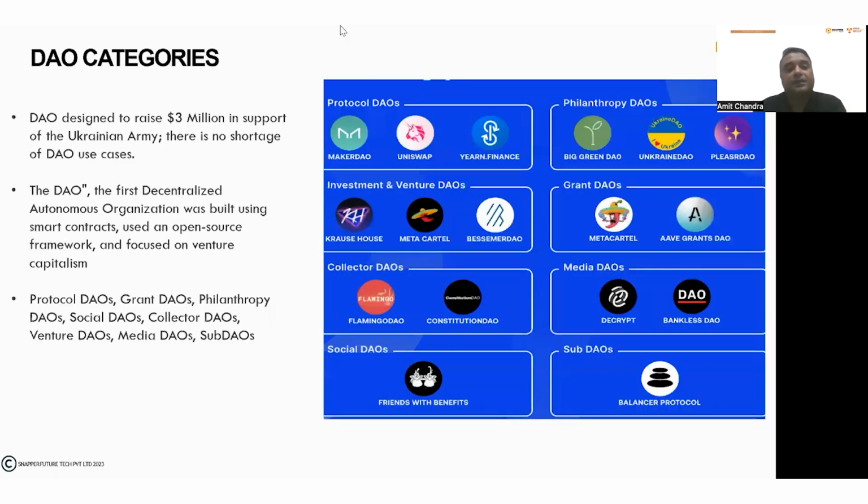Now the DAO categories, as I said. In this case, you can see that there are protocol DAOs, philanthropy DAO, investment and venture DAO, grant DAO, collector DAOs, media DAO, social DAO, and sub DAO. And you can see the companies who are working on these particular categories. So you can take a snapshot of this screen and check how this particular platform works. Okay, whether it is a protocol DAO, that is Maker DAO, UNICEF DAO, or Big Green DAO.